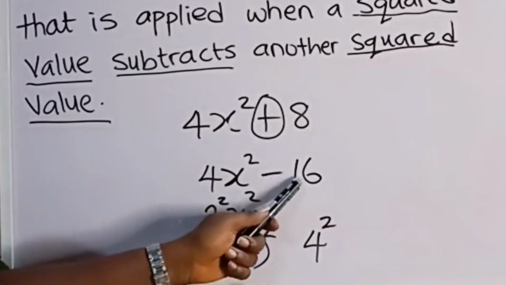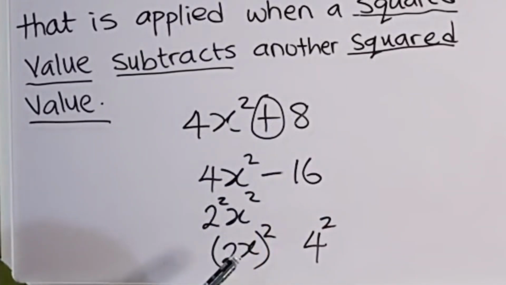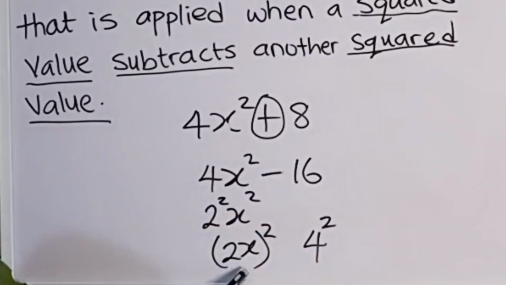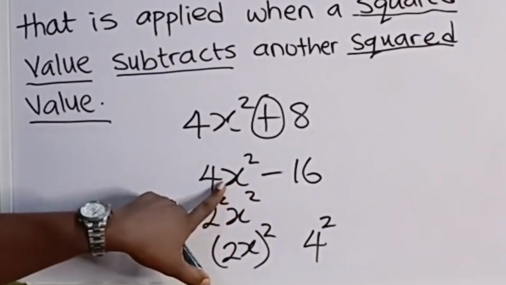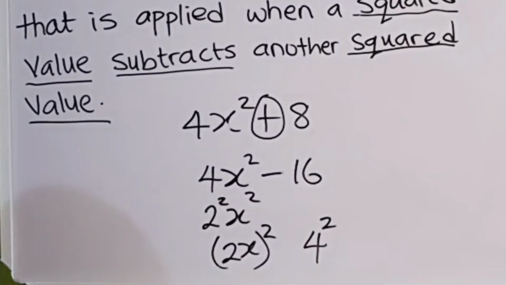So if this were to be 16 instead of 8, then we could have had difference of two squares, because we can see subtraction, a squared value on this side, and a squared value on this side. So for you to factorize an algebraic expression using difference of squares, you must find out if there's a subtraction sign, a squared value to the left, and a squared value to the right. Okay, so let's look at some examples.